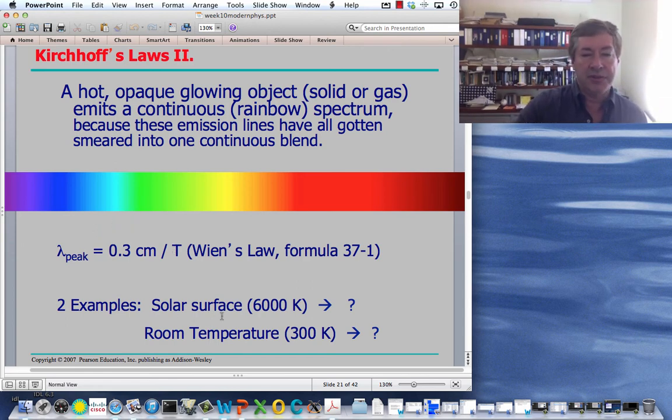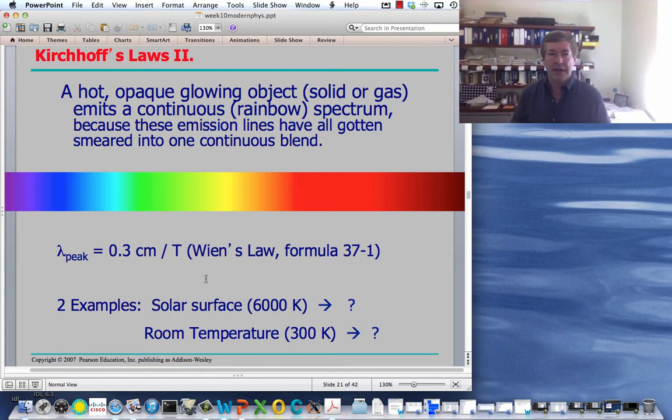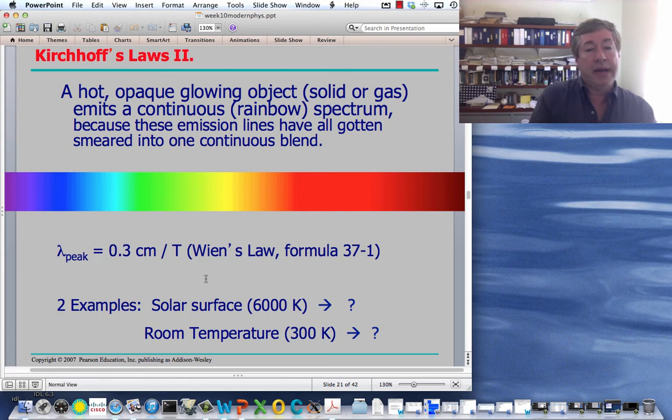All right, so those are two examples, and of course, if I tell you a different temperature, then you can just plug in this formula. So that is true of all opaque objects. That's how we get these continuous rainbows of many photons, but especially concentrated within about a factor of 2 or so of the peak given by Wien's law.